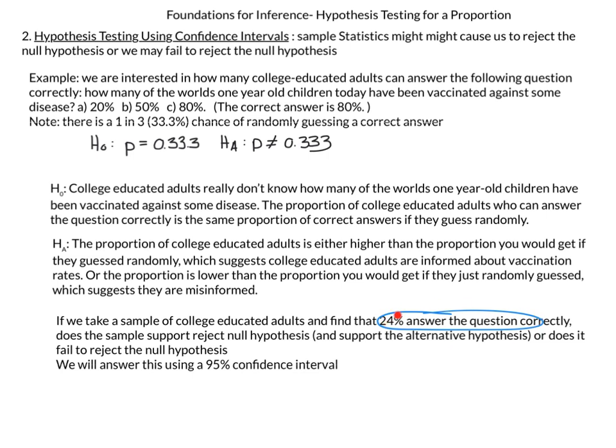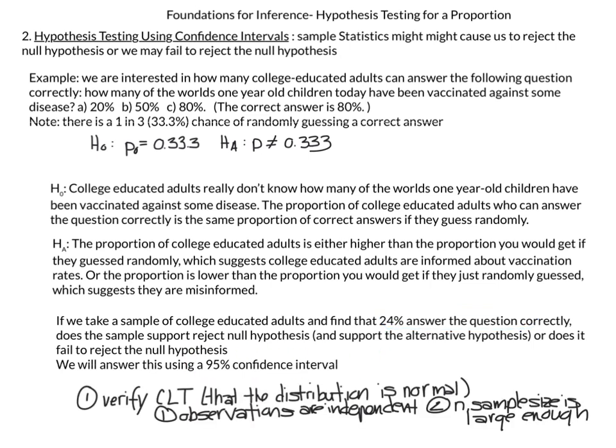So we want to know, is this 24% significant? Is it close enough to 33% that it actually supports it and we say maybe that's just variations in the sample or sampling error? Or is 24% too far away from 33% to actually occur normally in a sample? And that's why we're going to use this 95% confidence interval.